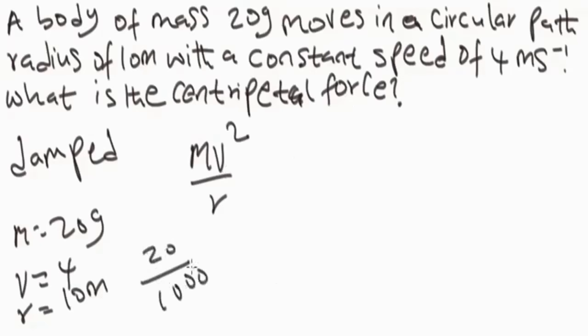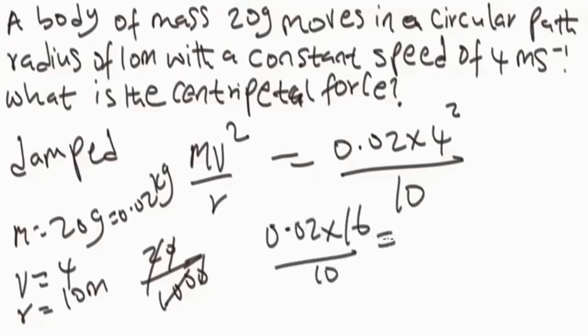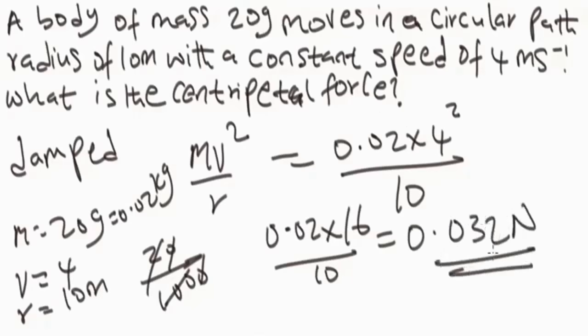So now, how to convert from gram to kilogram. We'll be left with 2 divided by 100, which is 0.02 kg. So when you substitute, you're going to have 0.02 times 4 squared over 10. When you simplify this, we have 0.02 times 4 squared, which is 16, over 10. Let me punch this into my calculator and get the value. Okay, so the centripetal force will be 0.032 Newton. So that will be the answer to this question.